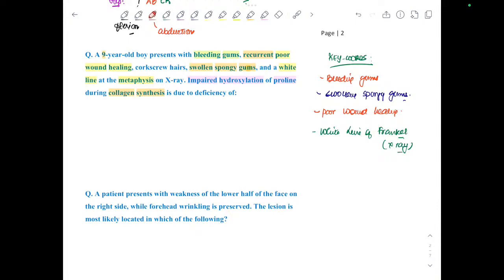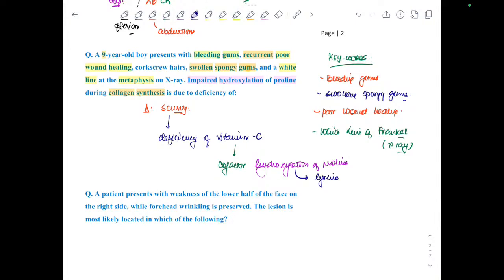So these all are classical for the diagnosis of scurvy, and we know that scurvy is because of deficiency of vitamin C. Now this vitamin C is needed, or it's a cofactor for the hydroxylation of proline and also hydroxylation of lysine. And the two enzymes which are needed here is prolyl hydroxylase, clear, and the second one is lysyl hydroxylase.